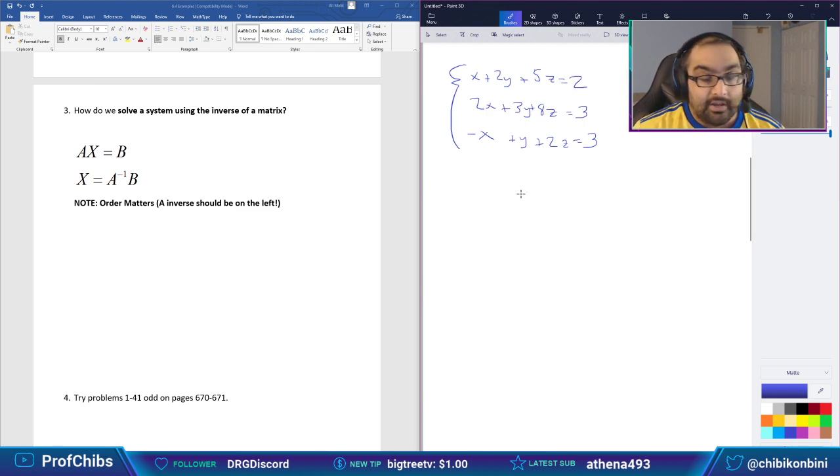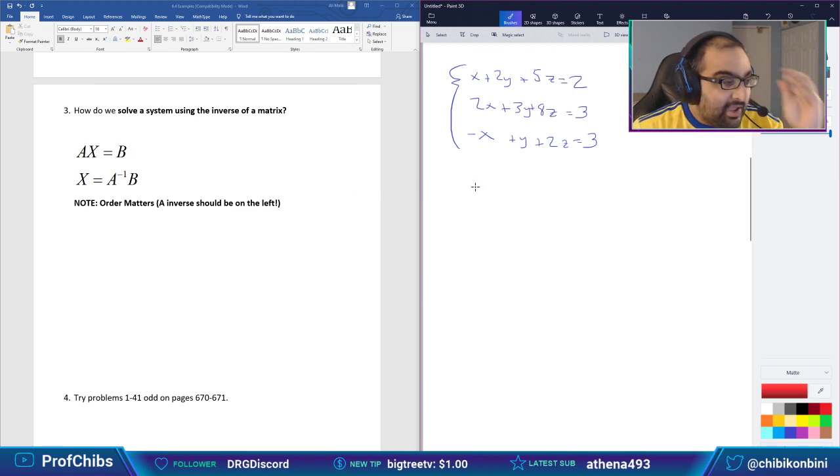Now, setting up this matrix isn't hard to do, but that's not what we're going to do. We're not going to do the same thing that we did at the beginning of this chapter. Instead of writing an augmented matrix, we're going to break them up into individual pieces. So for example, we're going to have AX equals B. We're going to rewrite this whole system of equations in terms of matrices.